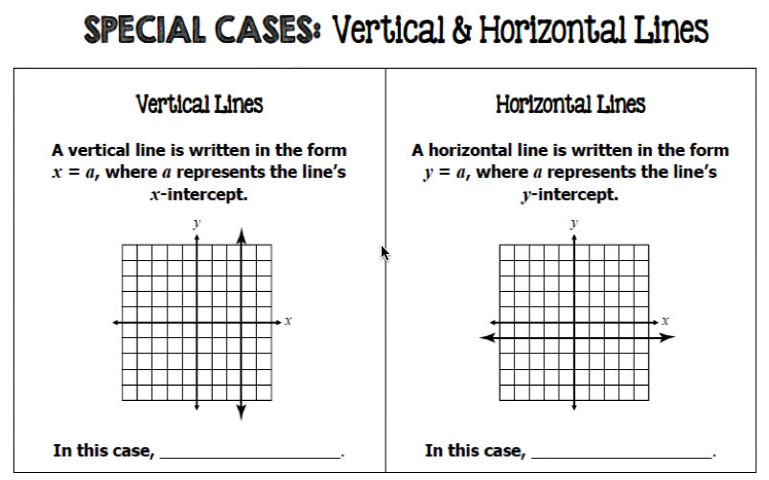Let's look at some special cases, vertical and horizontal lines. First of all, vertical lines. A vertical line is written in the form x equals a, where a represents the line's x-intercept. So where does the line cross the x-axis? In this case here, we have x equals 3.